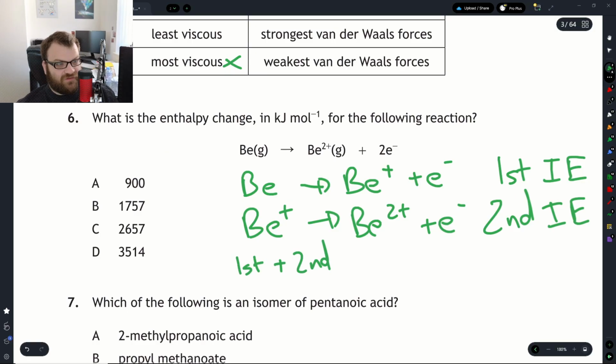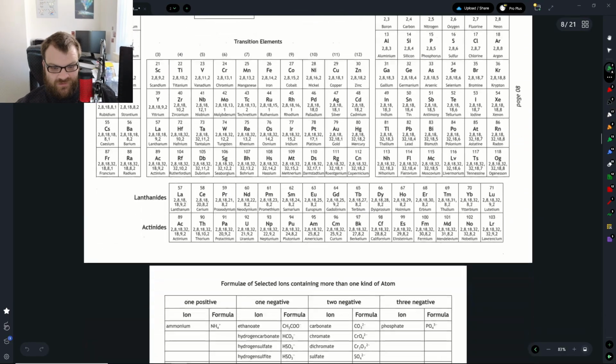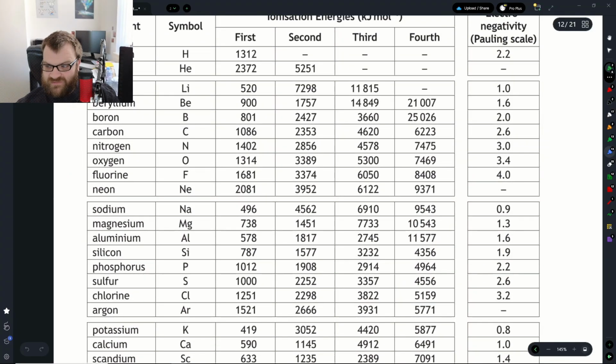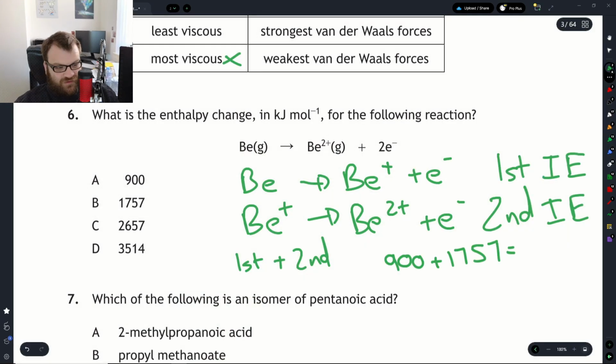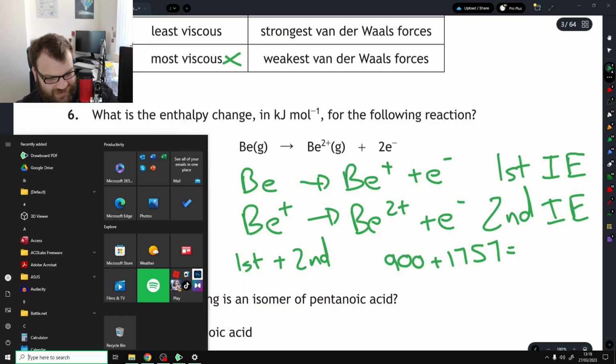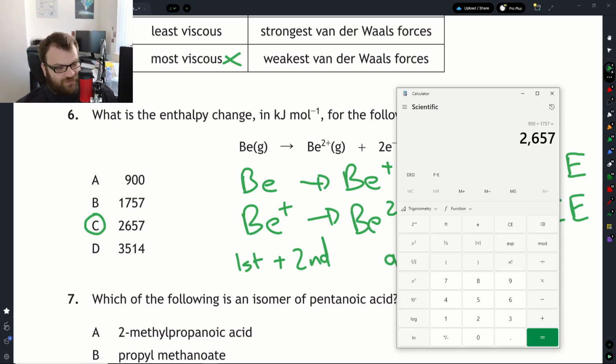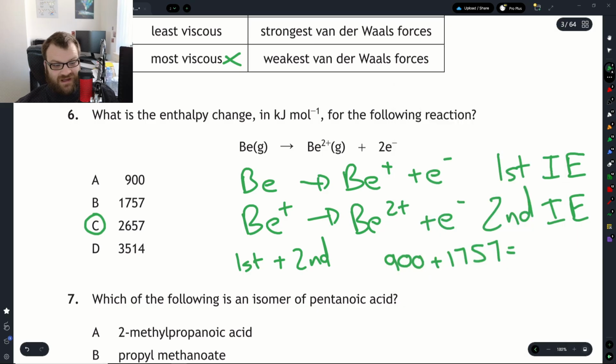We then go to the data booklet. We'll shuffle down to the ionization energies. We have beryllium. The two values that we're needing to use are 900 and 1757. We look at our answers. I'm going to go straight for C first of all. The answer has to be bigger than 1757 alone because we're adding 900. You can either just do it in your head, or we can take our calculator, add them together, and we get 2657 as our answer.